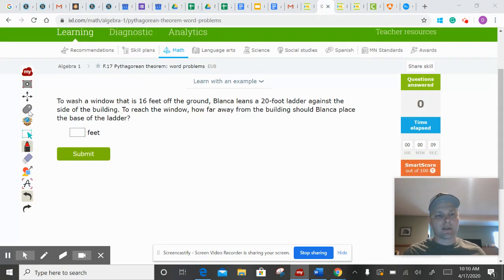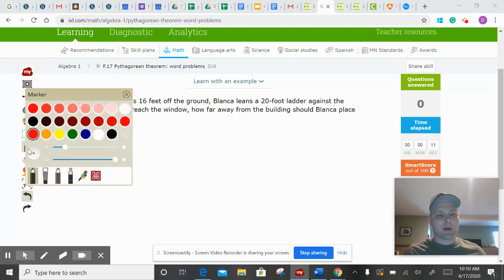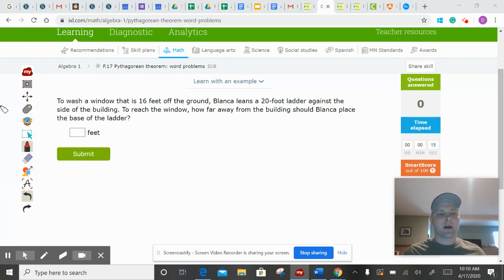So for each of these, you're probably going to want to draw a picture, or if you can picture it in your head, some of you maybe can. But okay, this first one: to wash a window that is 16 feet off the ground, Blanca leans a 20-foot ladder against the building. To reach the window, how far away from the building should Blanca place the base of the ladder? Okay, so basically, if we draw a picture, here's your house.